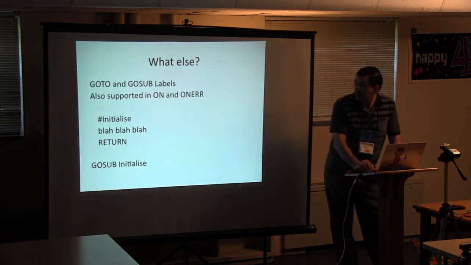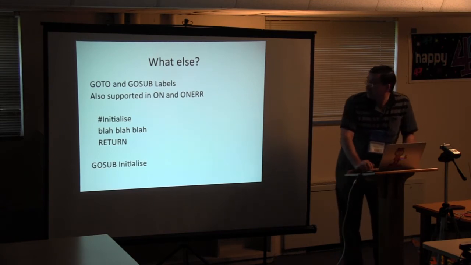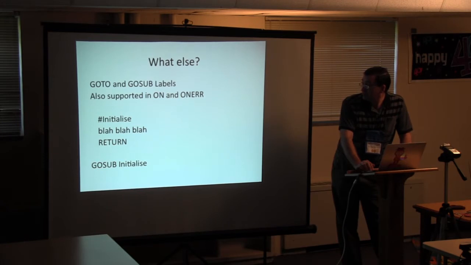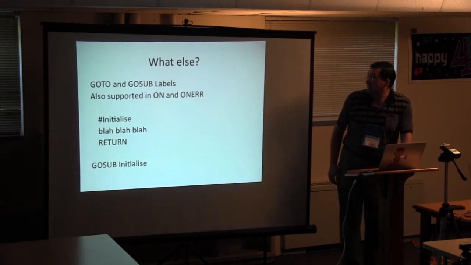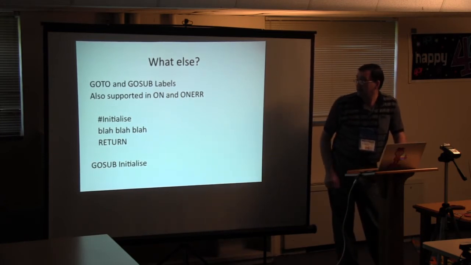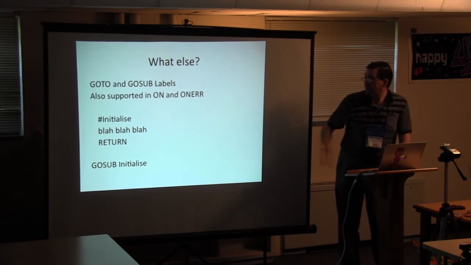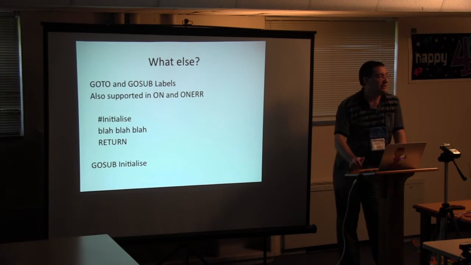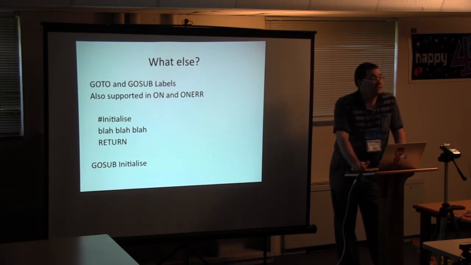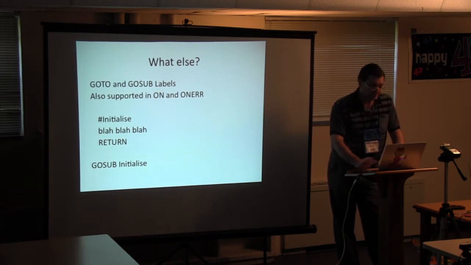Okay, so as we came in here, you've got go to and go sub labels, on error to labels. You would do that by giving a label a name, so you'd start that with a hash. In this case, hash initialize. You would then put your code in, your return statement as you normally would, and then you would continue wherever in your program just to refer to that by the label. So it's very, very handy along those lines. So you just go sub initialize.